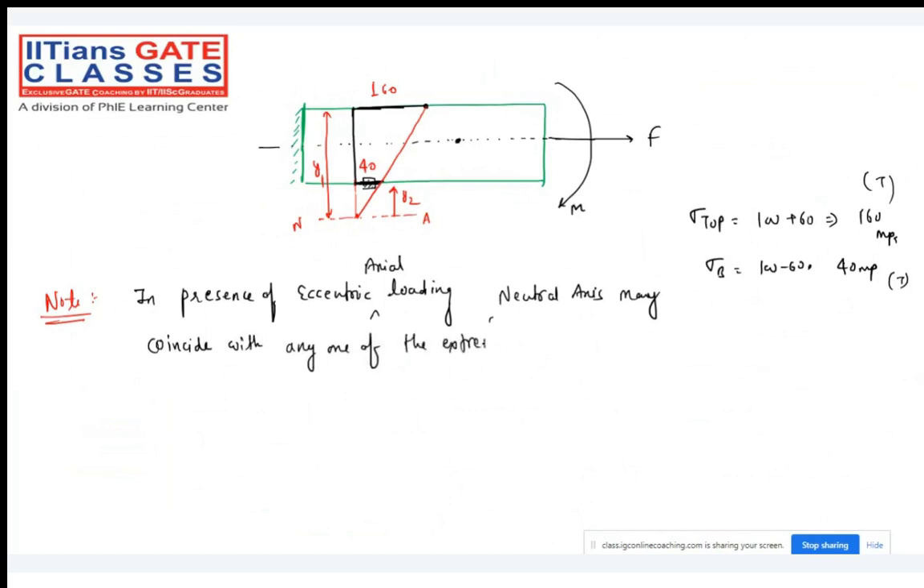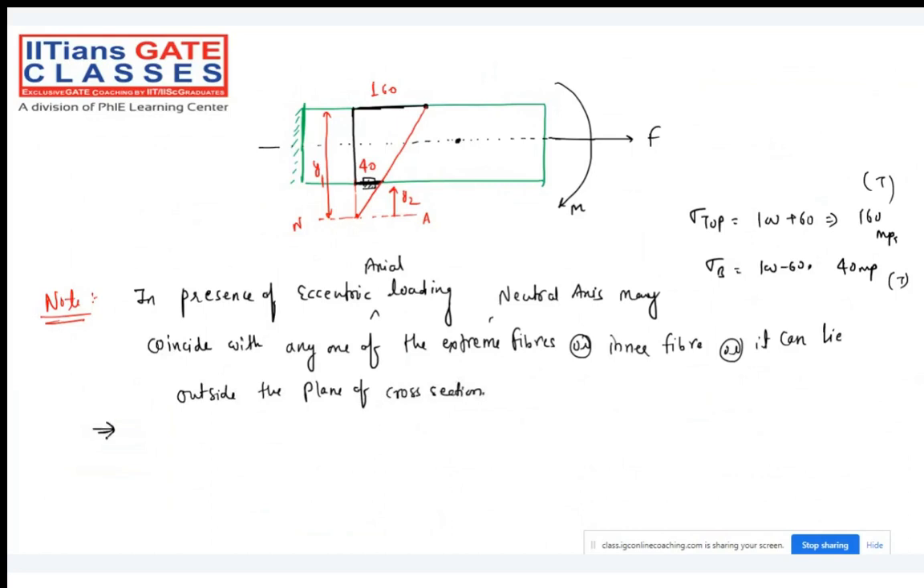with any one of the extreme fibers, or inner fiber, or it can lie outside the plane of cross section. Right, so in all we can say the neutral axis will not coincide with the centroidal axis in the plane of cross section always.